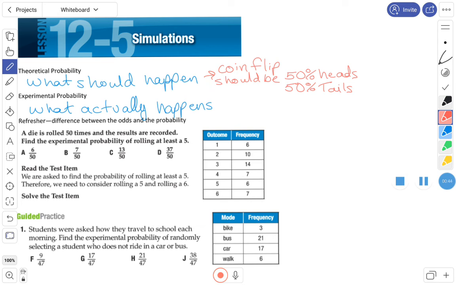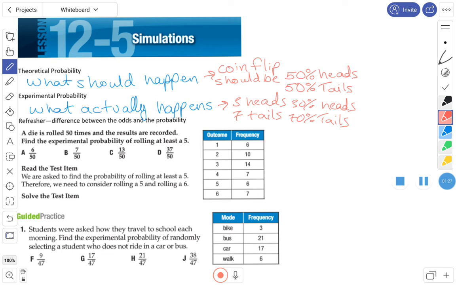Okay, so again, the coin flip should be 50% heads, 50% tails. But let's say I actually decide to flip a coin 10 times, and I get 3 heads and 7 tails. So my experimental probability would be 30% heads, 70% tails. Now, the more trials you do, the closer to theoretical probability you're going to get. As you can see, 30-70 is not really that close to 50-50. So that's really all we're doing today.